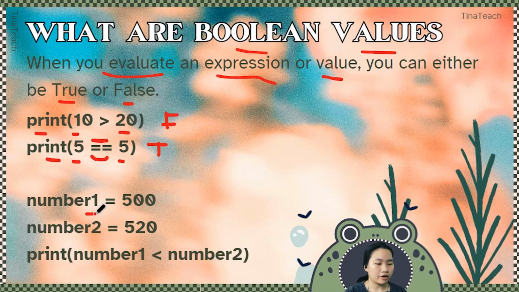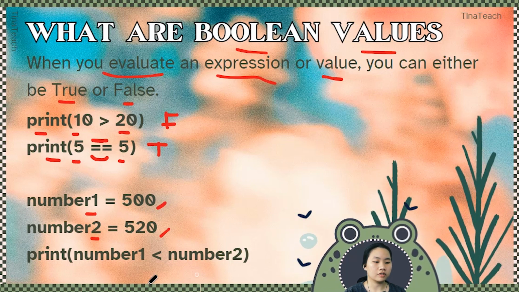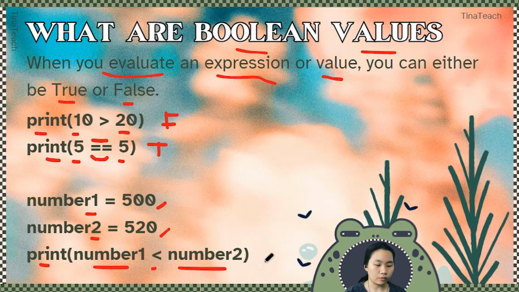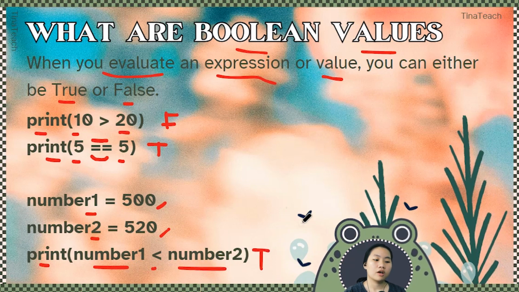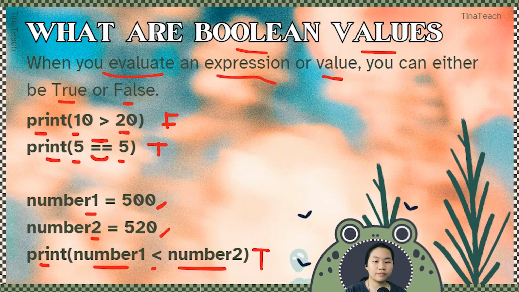Here I have the variable number1 equals 500, number2 equals 520. Print number1 is less than number2, which will evaluate into true because 500 is less than 520. As simple as that, okay?